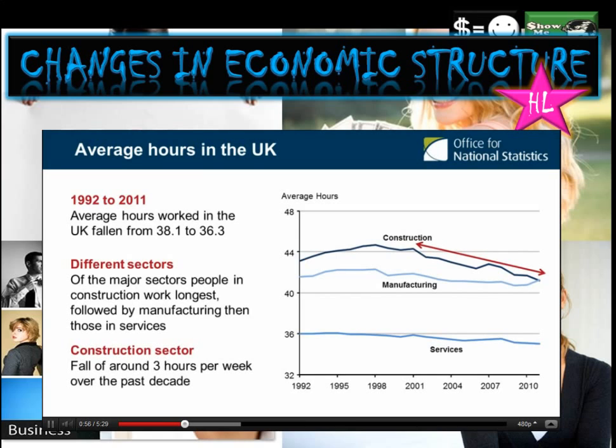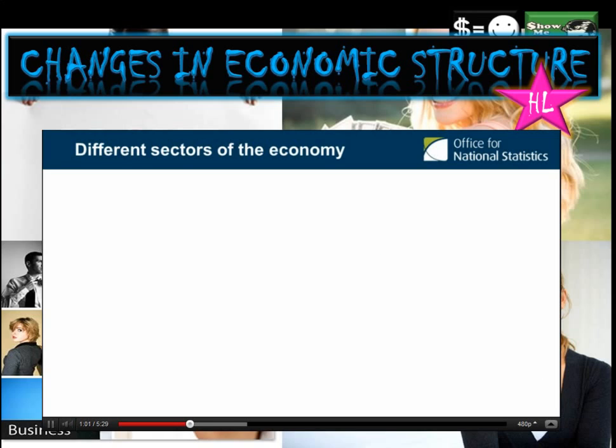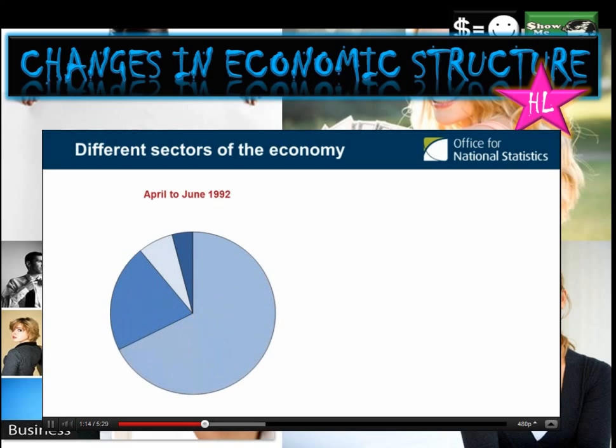What is important to understand when considering the fall in average hours over the period is the influence of a changing economy in the UK. To illustrate this, we will firstly look at April to June 1992 and bring up this pie chart to show the share of employment across the different sectors. What we see is that around 68% was in the service sector, 21% in manufacturing, 7% in construction, and 4% in other areas such as agriculture.